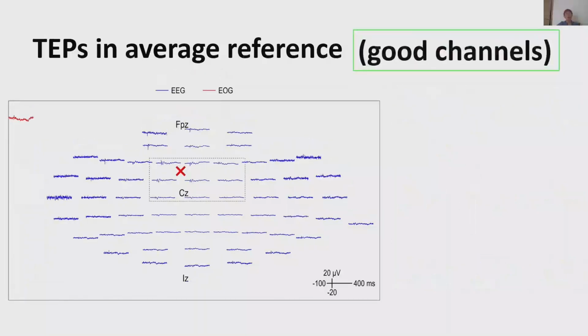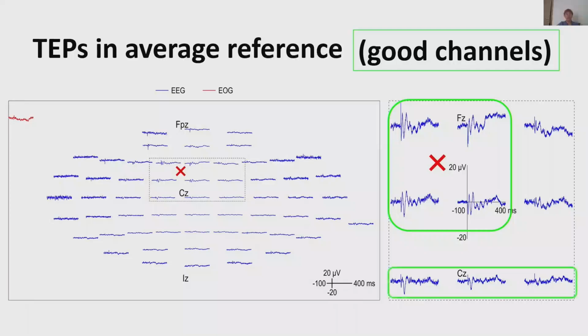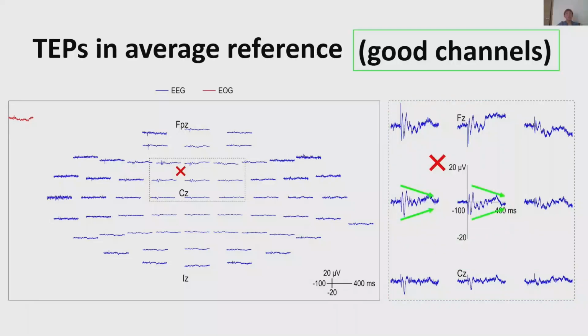If we apply average reference after rejecting bad channels, we can appreciate the characteristics of genuine EEG responses to TMS, which show larger amplitude in the channels close to the stimulation site compared to distant channels, larger amplitude at early latencies compared to late latencies, larger amplitude in the channels of the stimulated hemisphere compared to the contralateral ones.